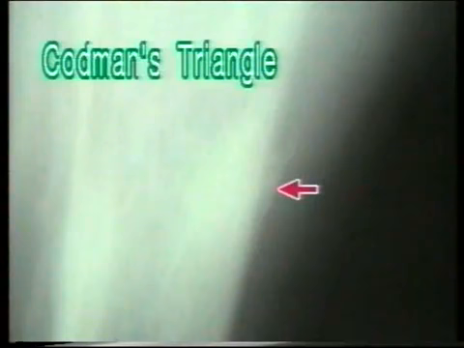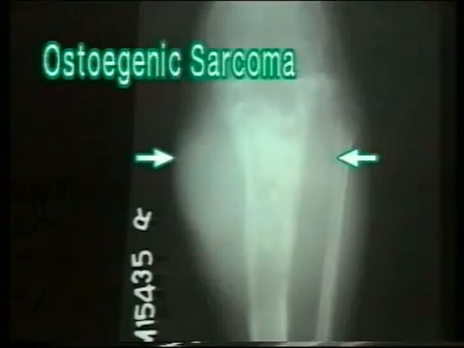Further, at the lower end of the tumor, there is a periosteal reaction in the corner shown by the red arrow. It forms a triangular shadow termed as Codman's triangle. These are the features of osteogenic sarcoma: osteolysis, sun ray appearance, and Codman's triangle. This was osteogenic sarcoma of the upper end of tibia.